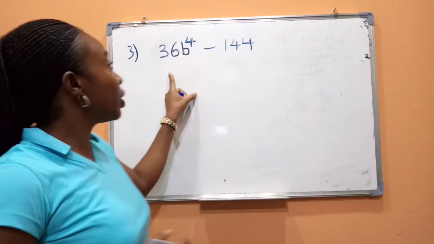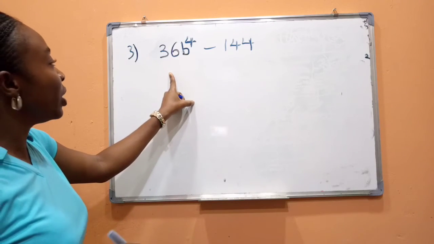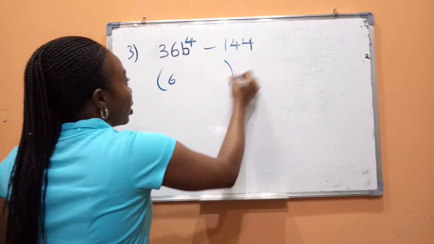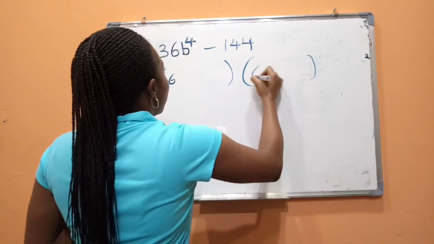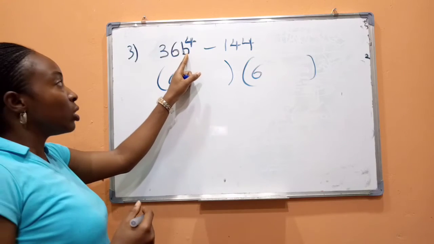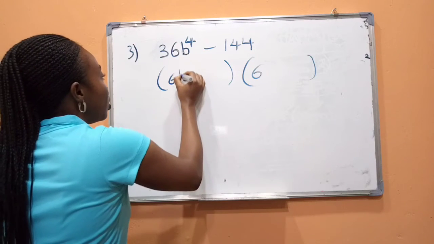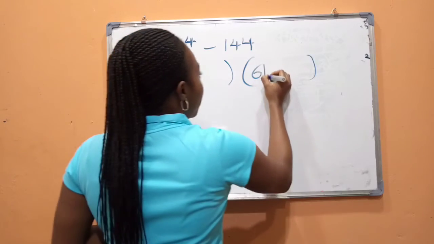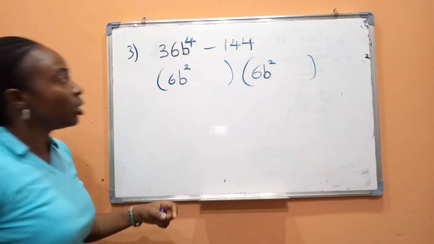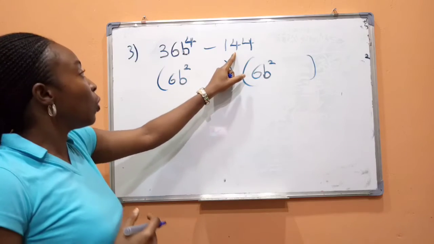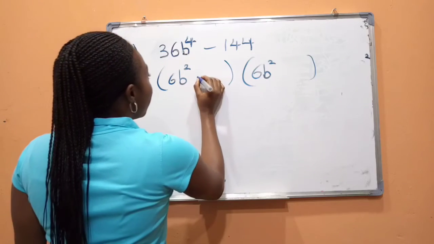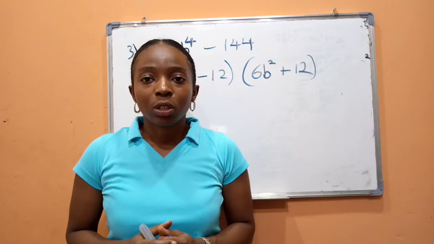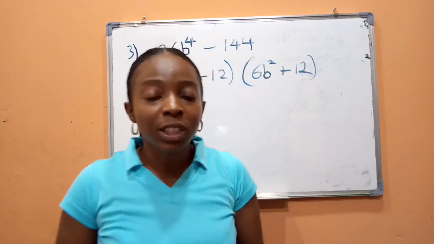So how do we go about solving this one? It's absolutely easy. The square root of 36 is 6, and the square root of b to the power of 4 is b to the power of 2. The square root of 144 is 12, so we can have minus 12 and plus 12. So you can see, guys, this is absolutely easy.